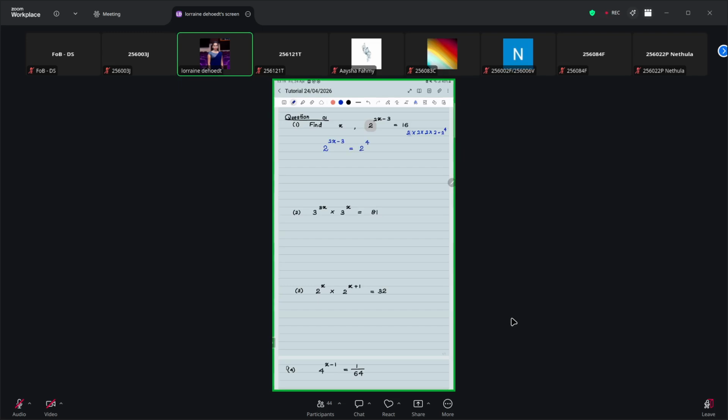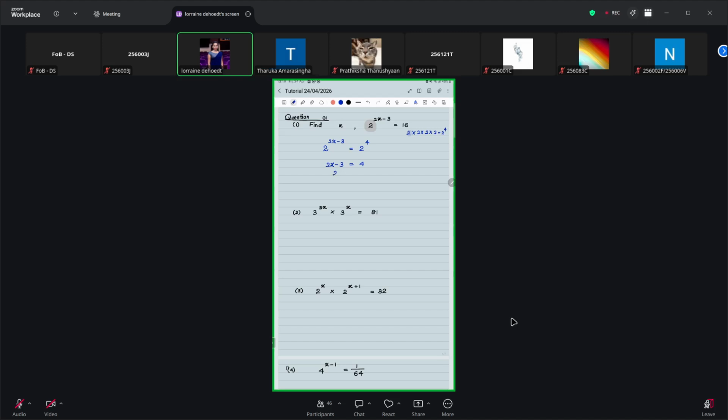Now you can see on both sides the bases are equal. That means the indices are also equal. So now you get 2x minus 3 equals 4. This is a simple equation. Now you can simplify this one.